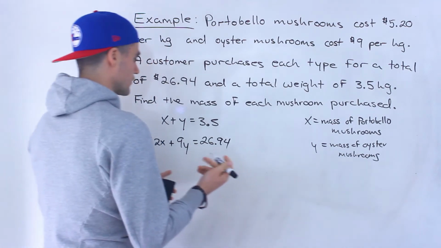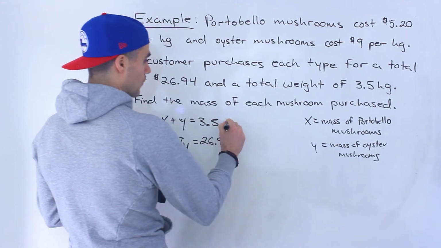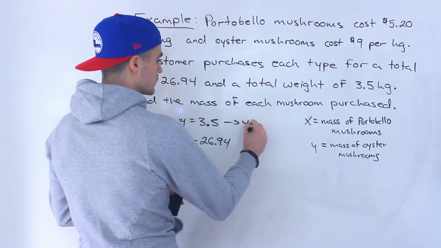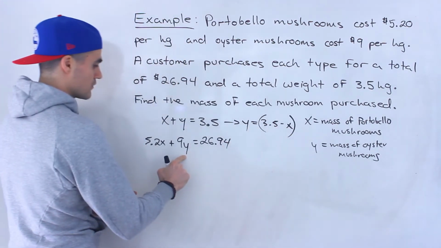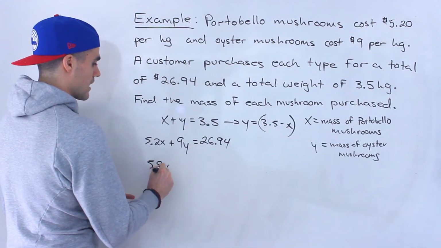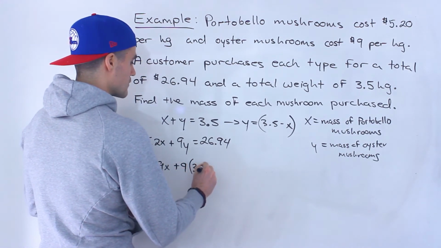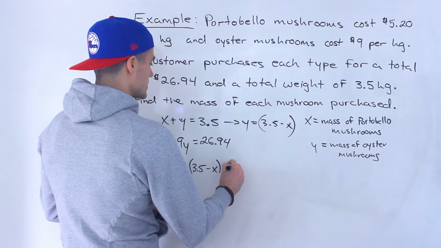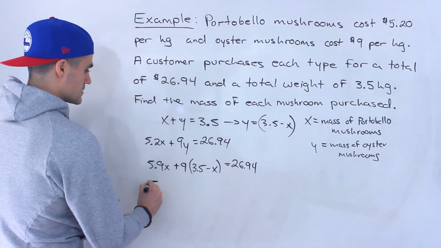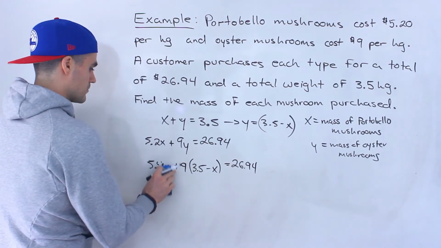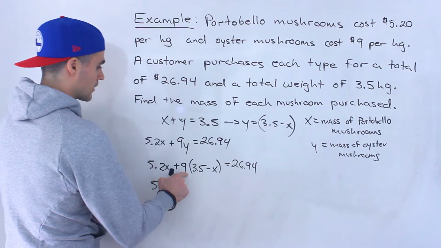And now you could just solve this. So let's do substitution. So I'm going to isolate for the y. So I'm going to bring the x over. So y equals 3.5 minus x. And then I could take this and I could sub it in for this y. So I'll have 5.2x plus 9 times 3.5 minus x equals 26.94, like that. So sorry, why did I put 5.9 here? This is 5.2. I got confused with this 9.